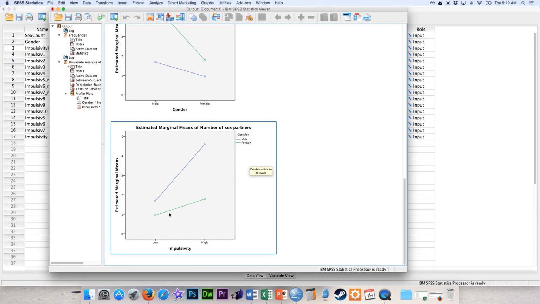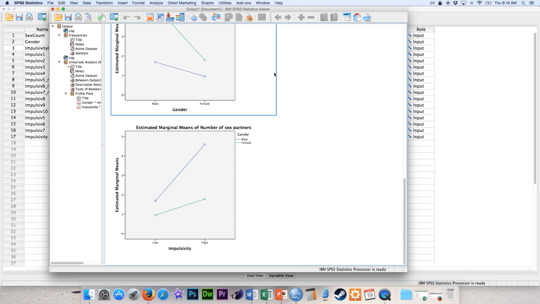That for women, impulsivity had somewhat of an effect. It caused them to go from maybe a little bit under one sex partner to a little bit above one sex partner. But it had a much larger effect for men. So low impulsive men had under 2 sex partners, about 1.5, whereas high impulsive men had like 4.5. That's a much stronger effect. So in this case, I had 3 significant findings.